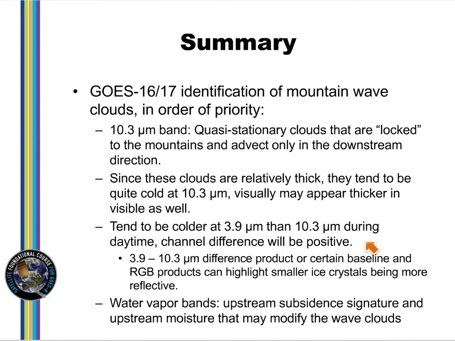You can make use of the channel difference product or certain baseline and RGB products that can highlight smaller ice crystals being more reflective. Finally, water vapor bands can show an upstream subsidence signature and also indicate regions of upstream moisture that may modify the wave clouds.